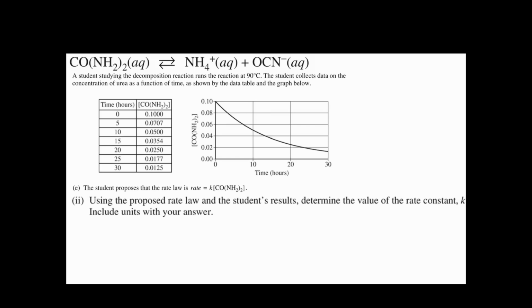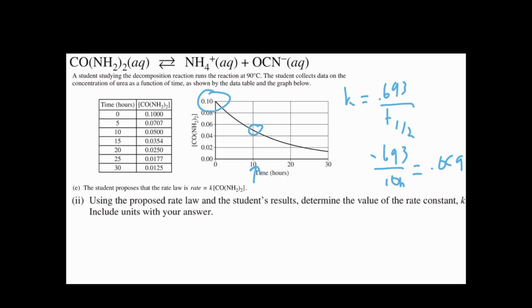Since this reaction is a first order reaction, we can use our radioactive equations. We know that K equals 0.693 over the half-life. Now first of all, we have to find the half-life. We see that we start at 0.10 here and we have 0.05 here, and that takes exactly 10 hours, so our half-life is 10. We do 0.693 over 10 and we get 0.069.